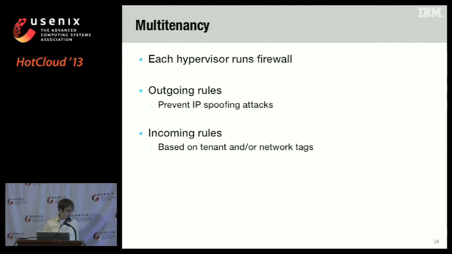And we take advantage of the fact that end host VM firewalling is fairly common. So instead of the end VM running the firewall, we can run this in each one of the hypervisors. What this allows us to do is place outgoing rules that can prevent IP spoofing attacks, so we can make sure that if a packet is sent, then it is sent out with the right address. And also incoming rules, we can make sure that the tenant or network tags are always followed for incoming traffic.